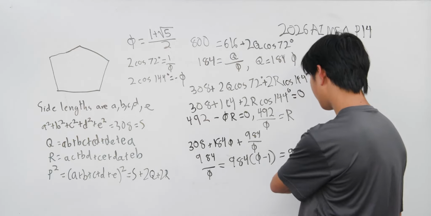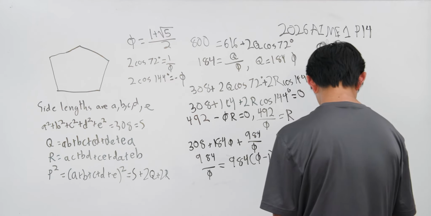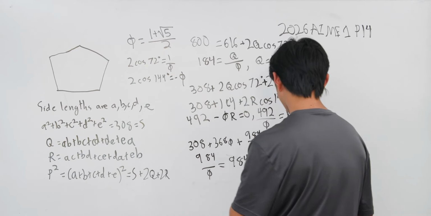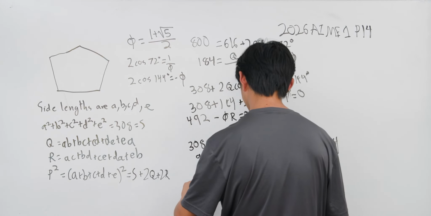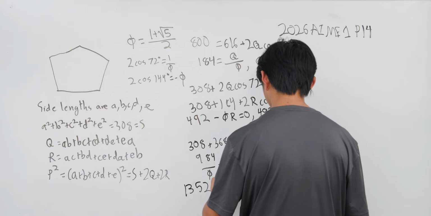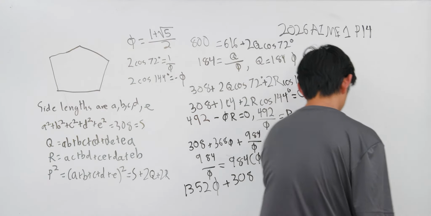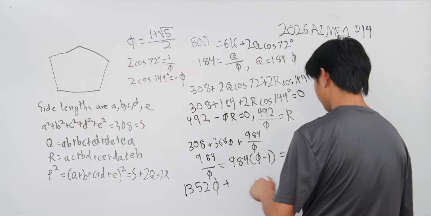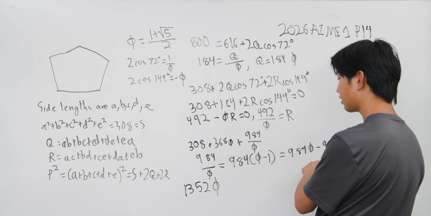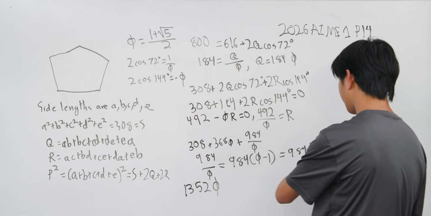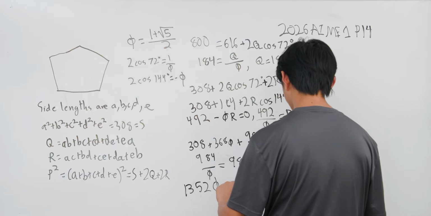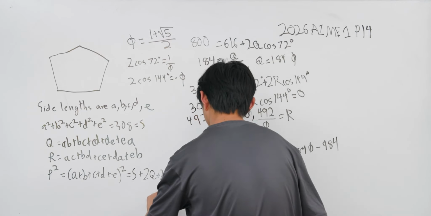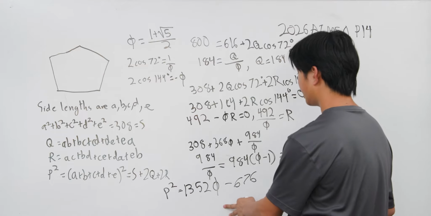So once we have this, we can start to plug it in. We have to multiply this by 2. I forgot about that. So this is 368, right? And then we have 1352 phi plus, what is 308? Or no, this is not 308 because there's this one right here. So this is not a plus then because you have to subtract this 984. So 308 minus 984 is going to be negative 676. So this is essentially our p squared for our value.